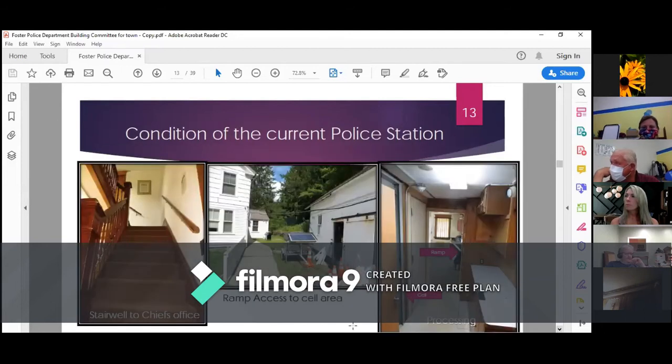This is a stairwell up to the chief's office. This is what some might consider, sorry about that, the wrong button. Right there. Some might consider this to be handicap access, but where that actually comes in is right over here. The ramp goes out that door. This is fingerprint processing here. Here's the cell here.